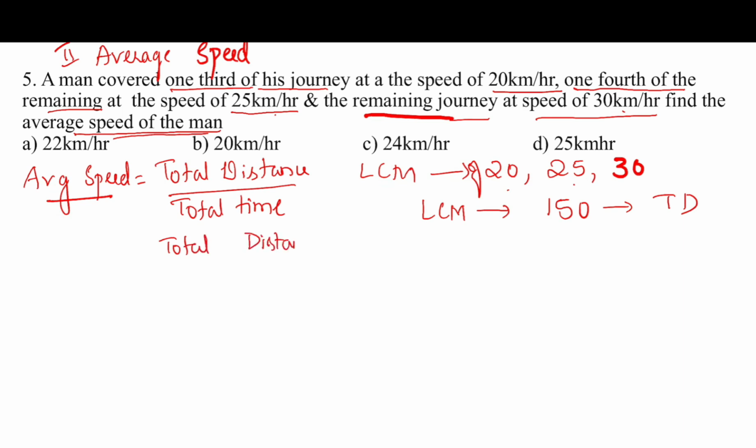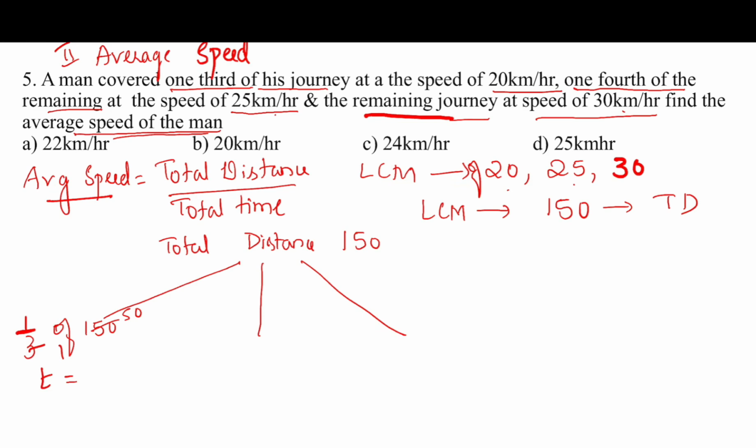So whatever LCM we got, that only is the total distance. Okay, total distance is 150 kilometers. 1/3 of 150, he is covering at 20 km per hour, isn't it? So 1/3 of 150 is how much? 3 1s are 3, 3 5s are 15. So it is 50 km.